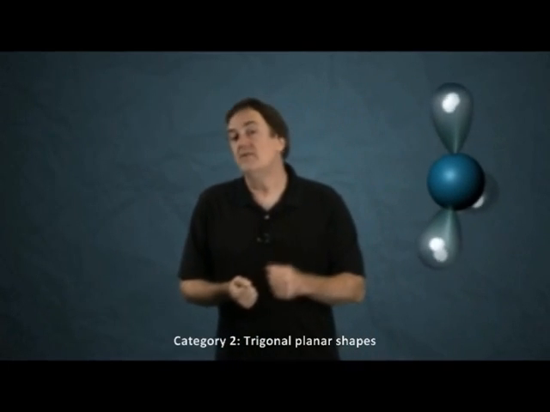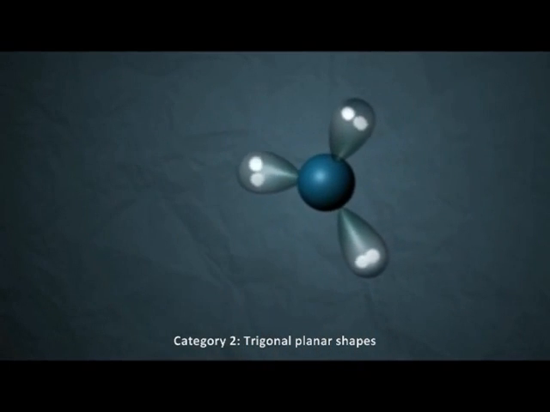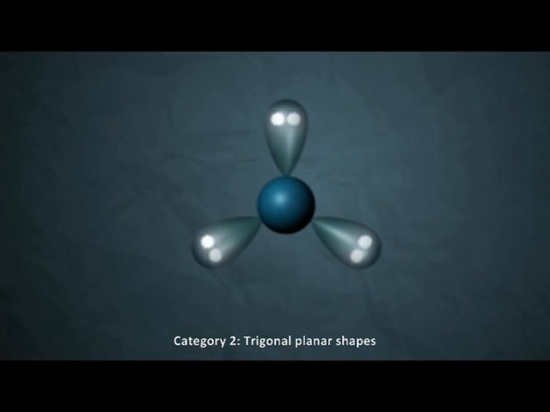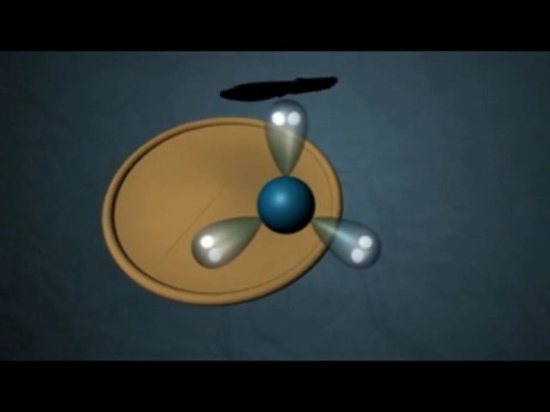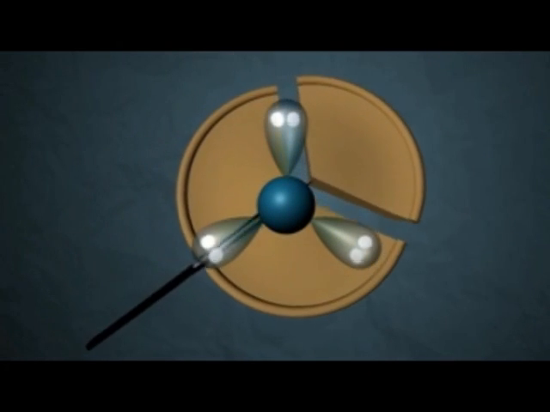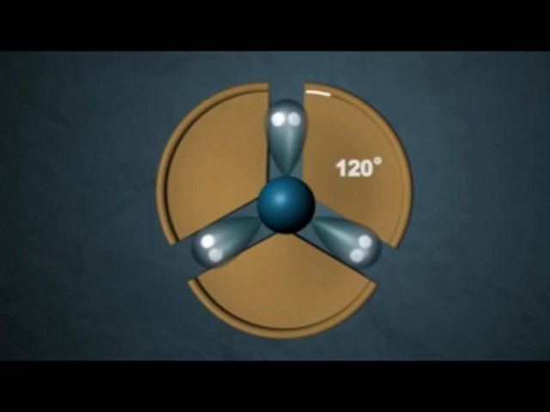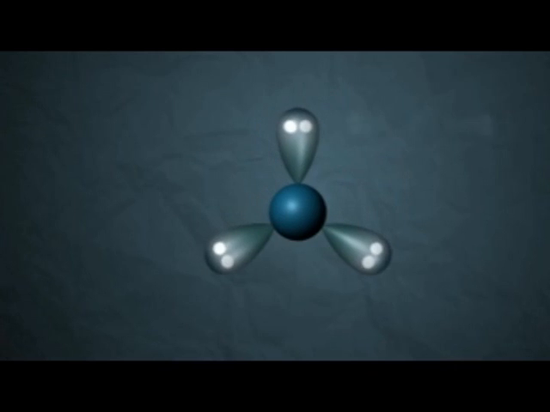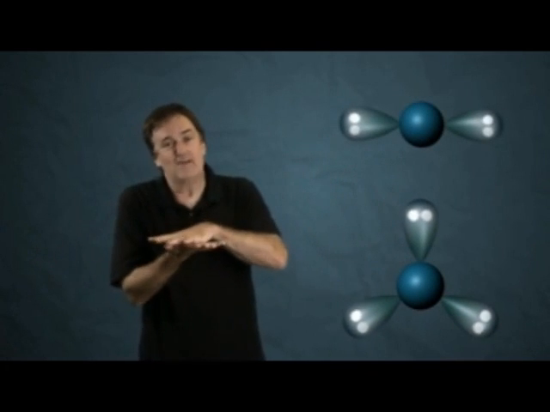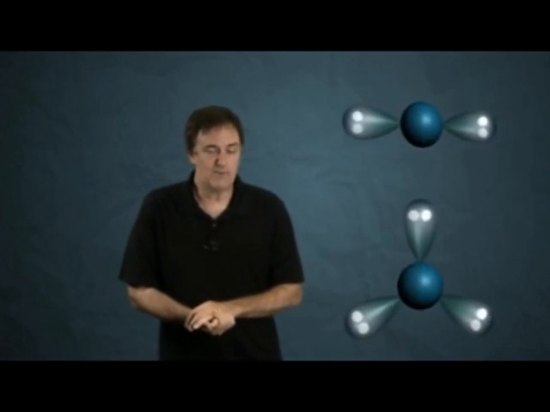Stepping up to the next one, three regions. You count the regions around the central atom, there's three. If three regions try to get away from each other, you basically get a nice kind of pie shape. It's like taking a pie and cutting it into perfect thirds. So you get a 120-degree angle all the way around for those three regions. Both of those shapes are still planar. They still look just fine on a sheet of paper.